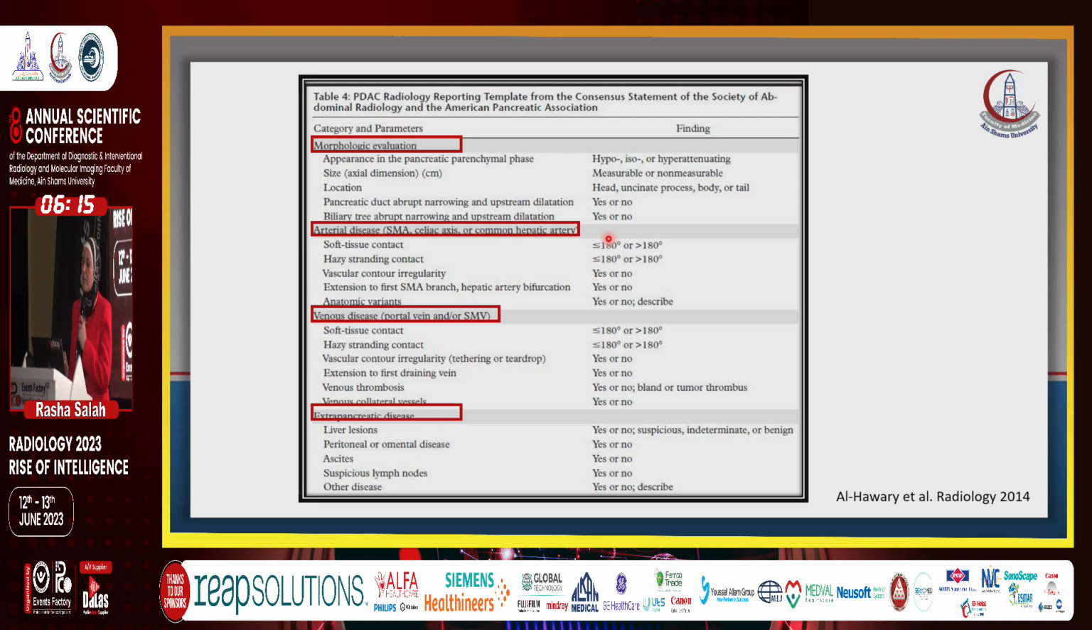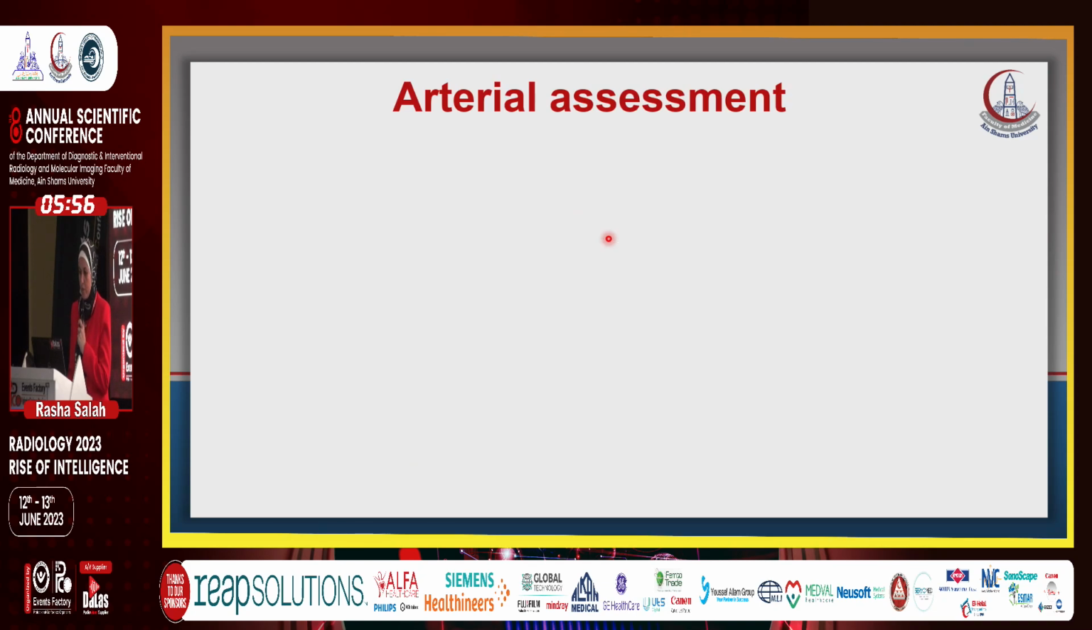These vessels should be addressed separately in the report, and the proper evaluation of these vessels should be applied during the reporting. And also evaluation of the other abdominal lesions, either peritoneal or hepatic metastasis. This is how we report pancreatic tumors. Let's see how to do this evaluation. Some nomenclature should be identified.